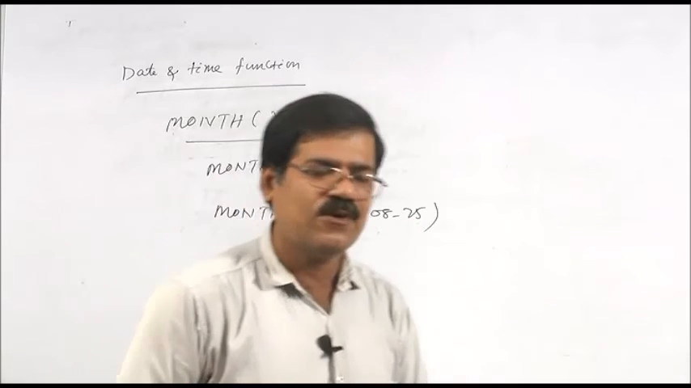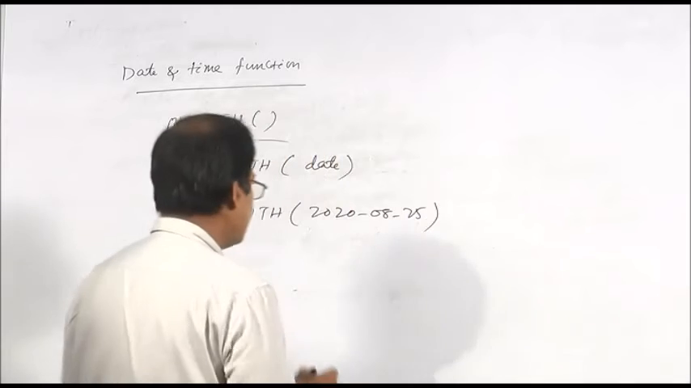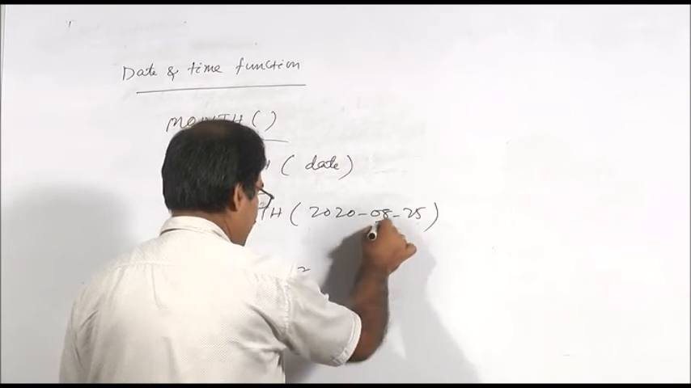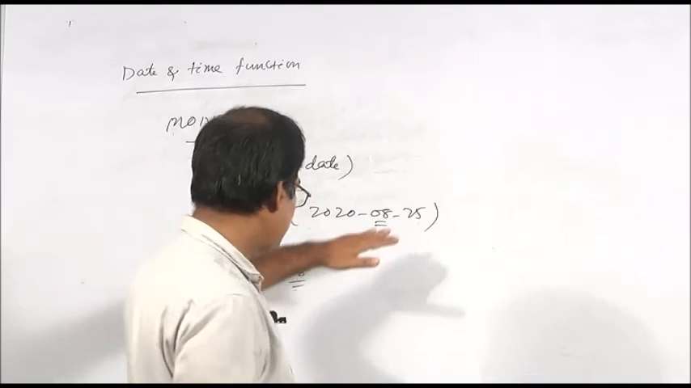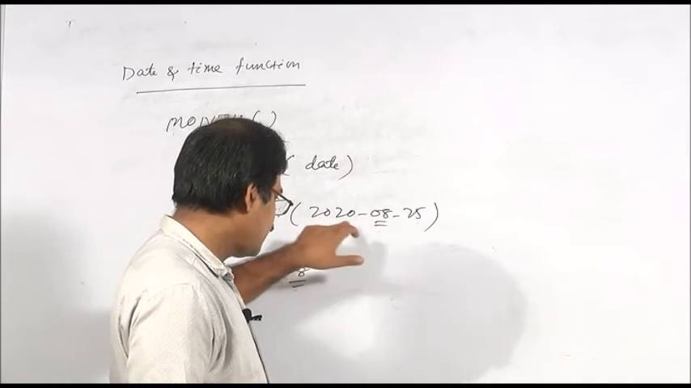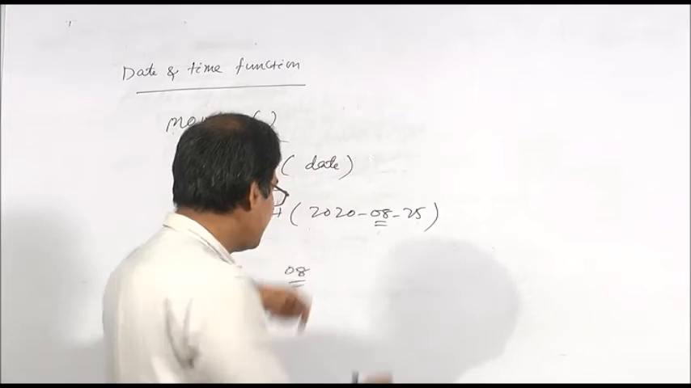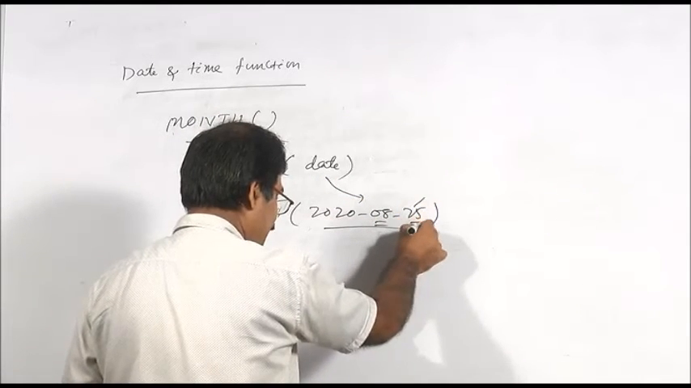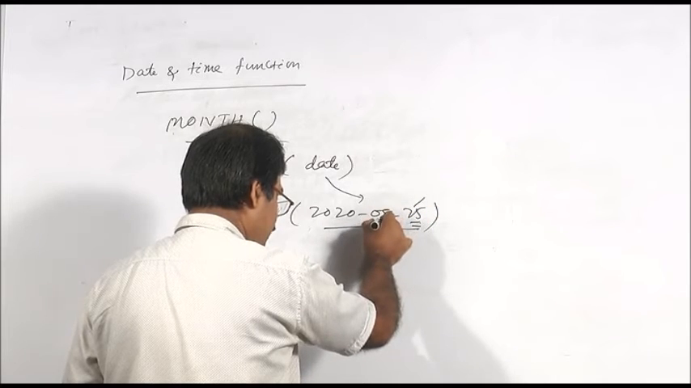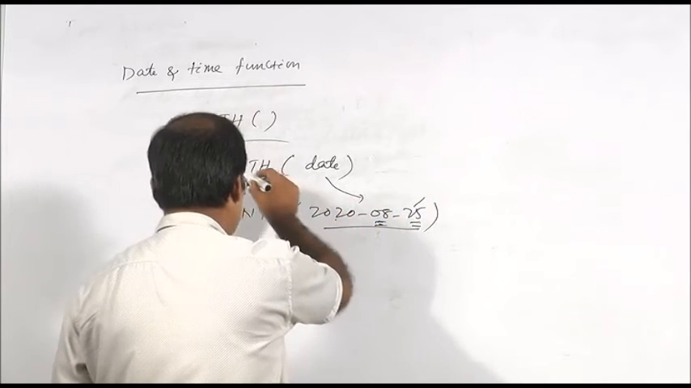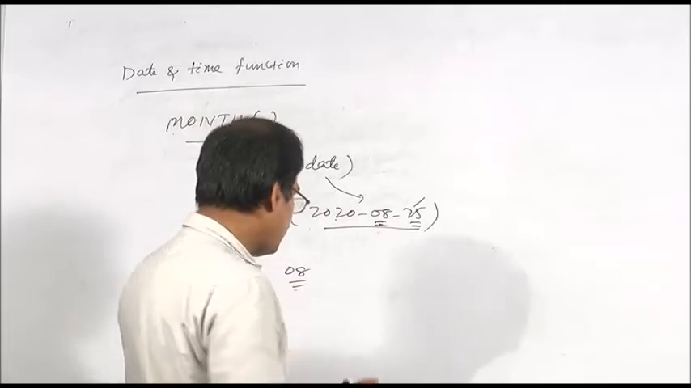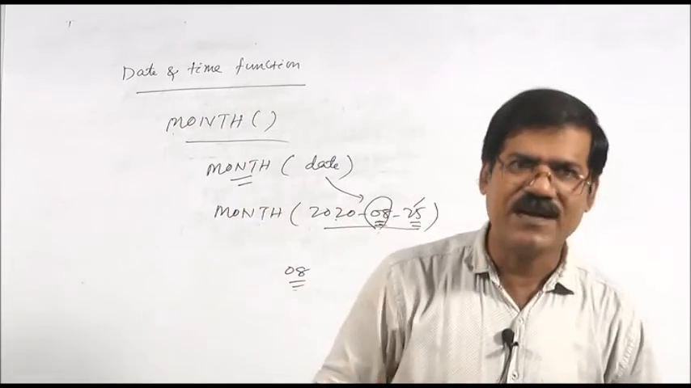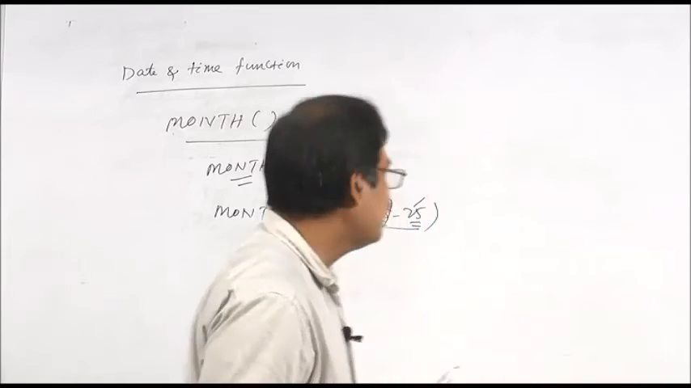So what is your month? Month is August. So what is your output? Output will be 08, because this is the month part. So from this date, today's date, this is the day, this is the month, this is the year. So what will return? The month will be written. What is the month? Here the month value is 8. So 8 will be your output. The month part from the date will be your output.